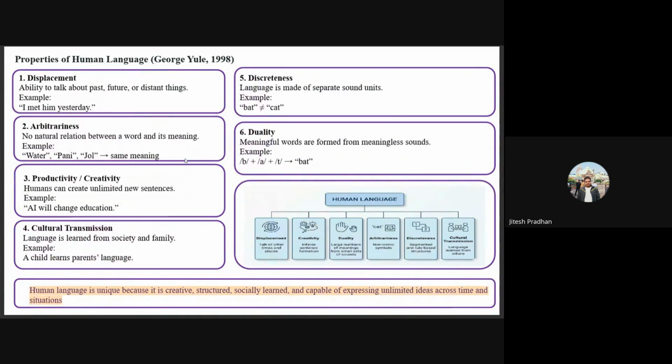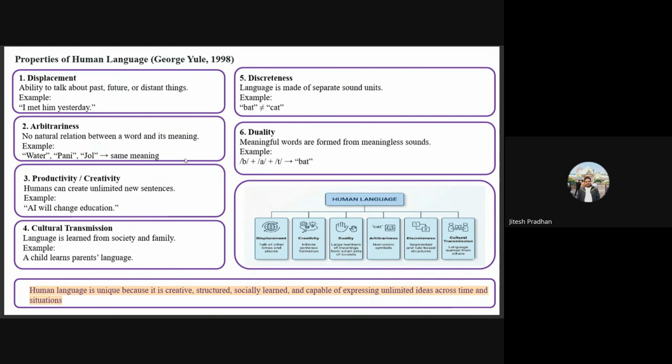Another property is cultural transmission. Language is learned from society and family. Whatever language we are using, our mother tongue, we learn it at home, from our ancestors, or from our society. So that is basically a property of language.